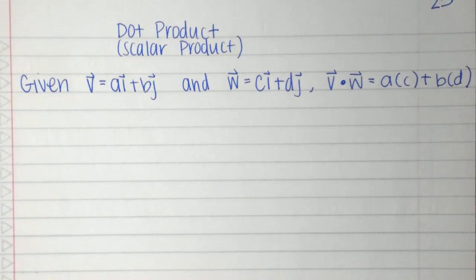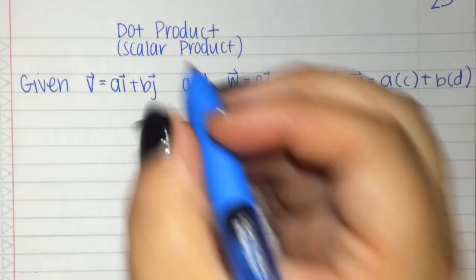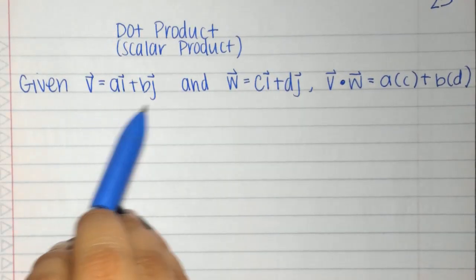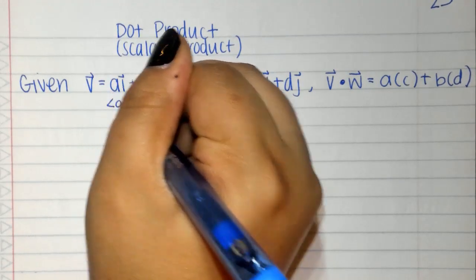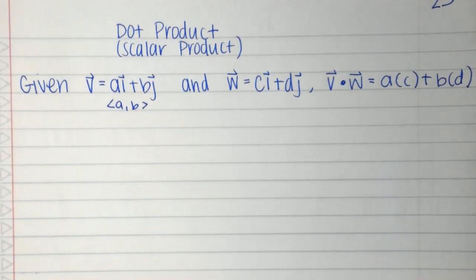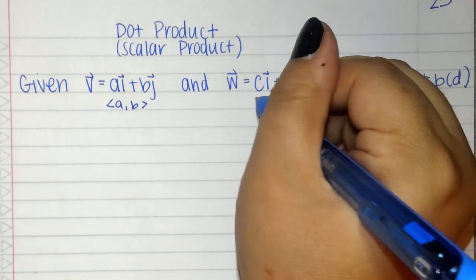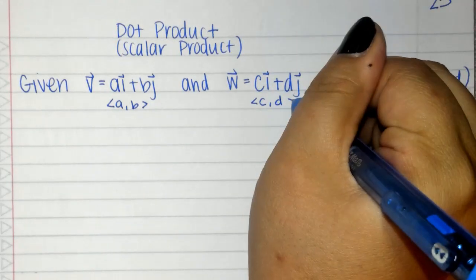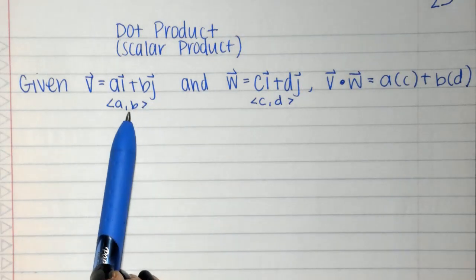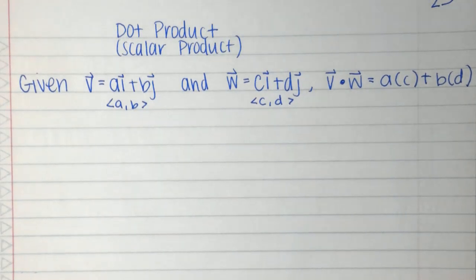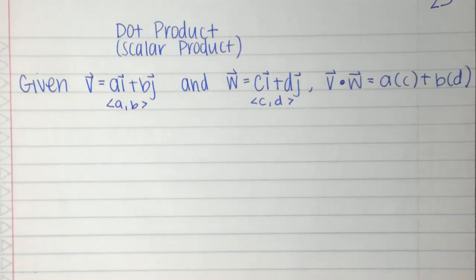Now remember, before the break, we learned that you can write it like this in linear combination form, or you could write it like this. They are the same thing, right? So you would multiply a times c plus b times d. And for dot product, it is a scalar product. You are just getting a number. Not a vector, you're just getting a number.